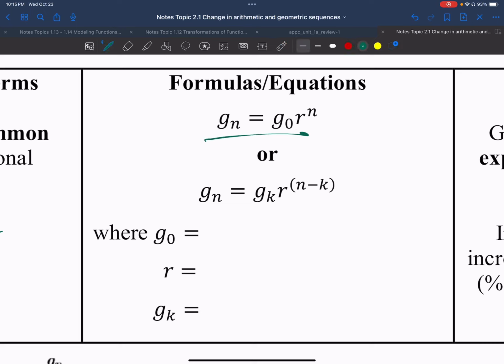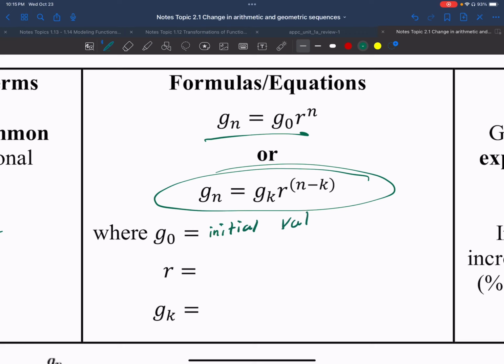This one can be created by plugging in k equals 0 on the second one. So we only need to memorize the second one. I'll be working with the second one as I do the problems. Again, g sub 0 means the initial value. R is, we already talked about that. That's going to be the common ratio. And then g sub k will be the kth term.